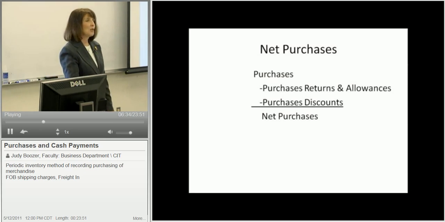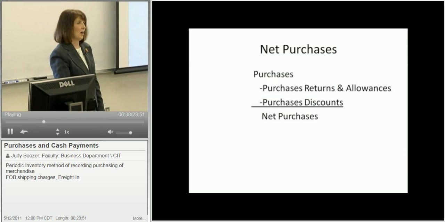Okay? Contra cost accounts. Contra cost, because purchases is a cost account, therefore purchases return and allowance and purchases discount are both contra cost accounts.